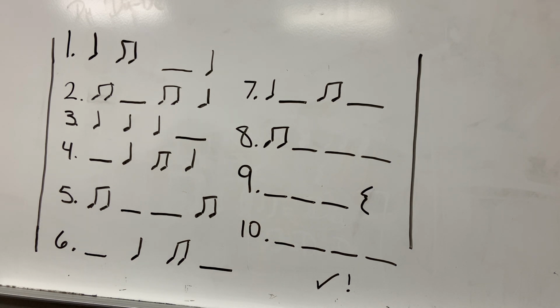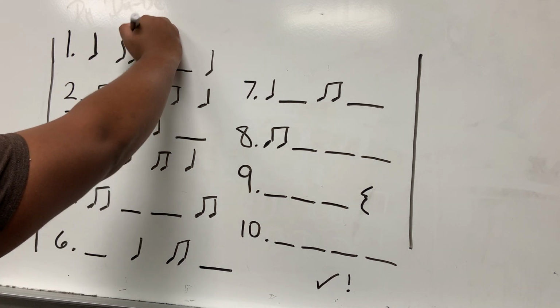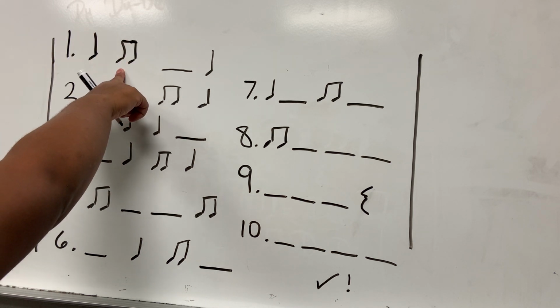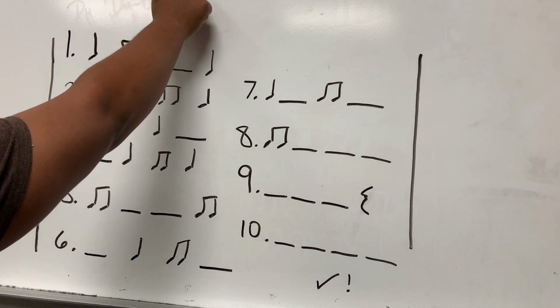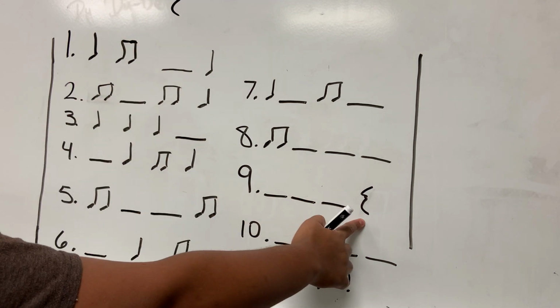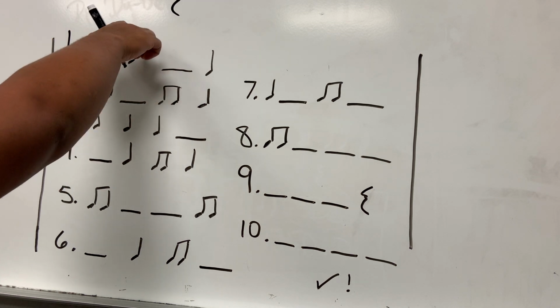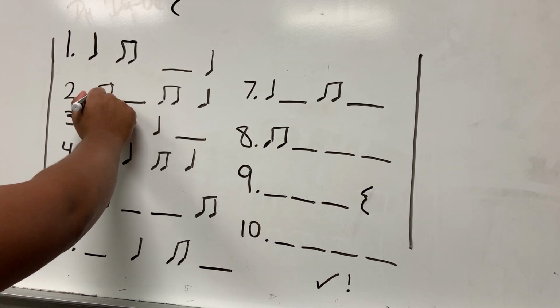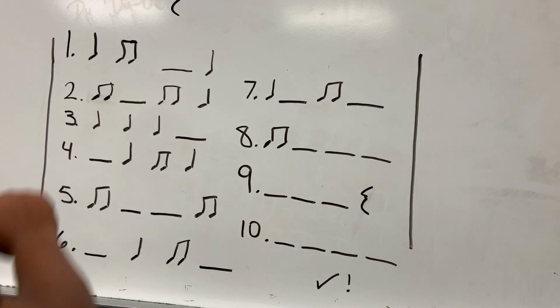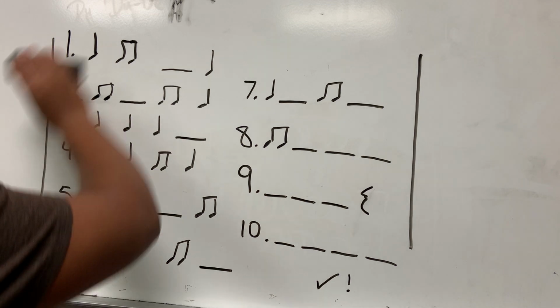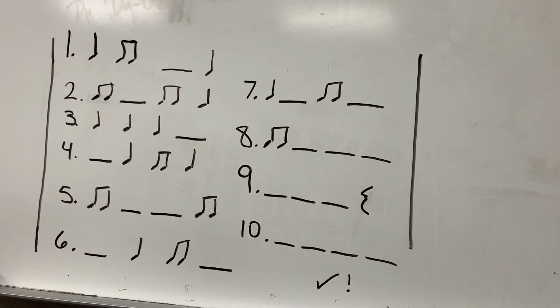I'm going to say it on rhythm syllables, and you're going to have to guess what beat it is. You're only going to have three options today. It's going to be either a quarter note, a pair of eighth notes, or a quarter rest, like we see over here. Those are the only beats that are going to be missing today. So between those three options, you have some choices. Let's start with number one.